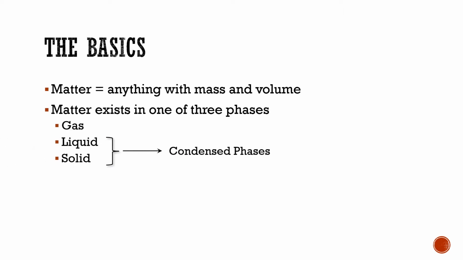Collectively, solids and liquids are called the condensed phases because they are actually more similar to each other than they are to the gas phase. We will explore this a bit more in the next few slides. Let us now look at each of these principal phases of matter and their characteristics individually.